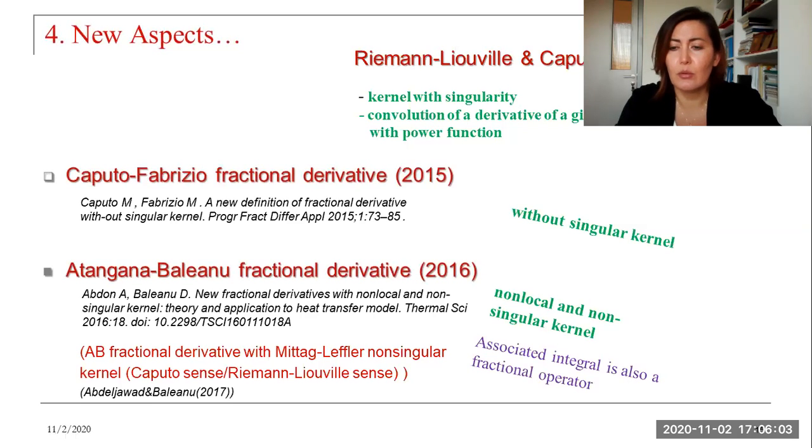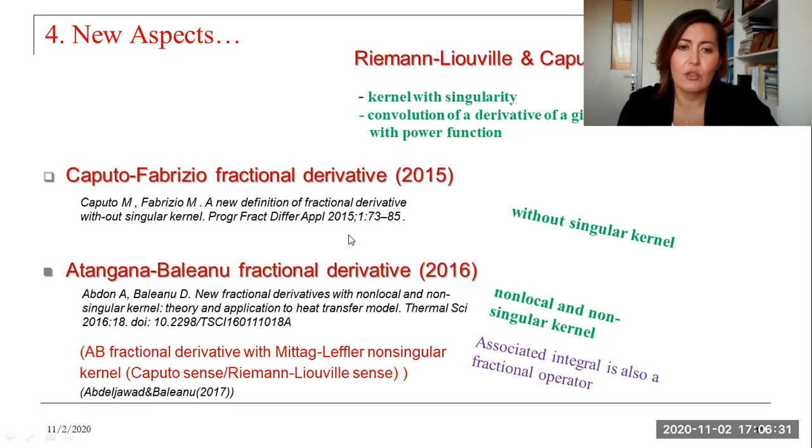In 2015-2016, two new operators were defined. These are the reference papers. In the Caputo-Fabrizio fractional derivative operator, an exponential kernel is used. So this fractional operator is without singular kernel, whereas Riemann-Liouville and Caputo have singular kernels.